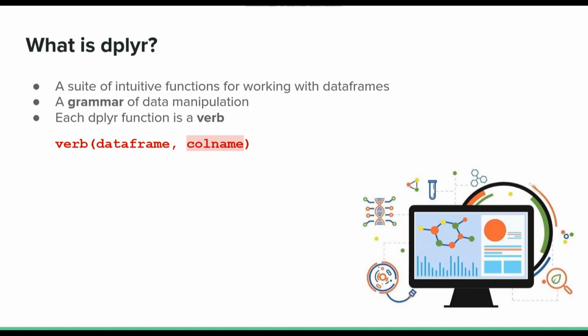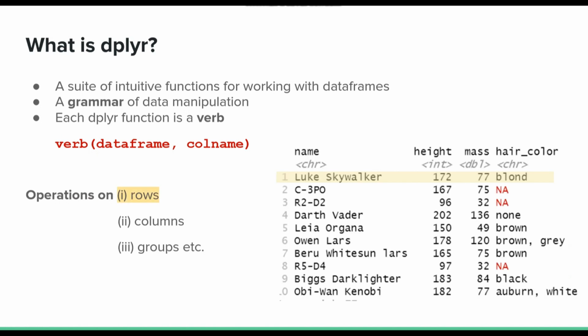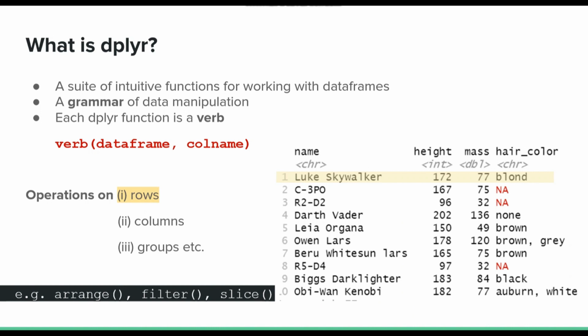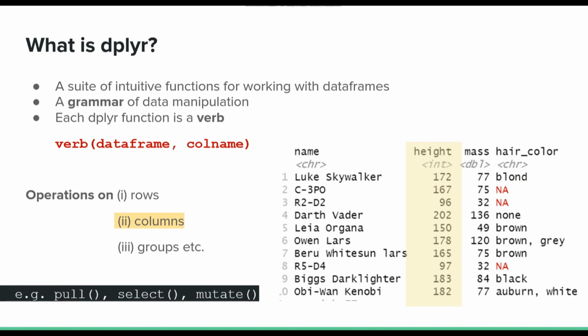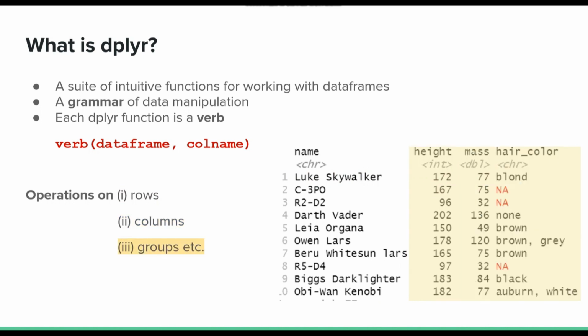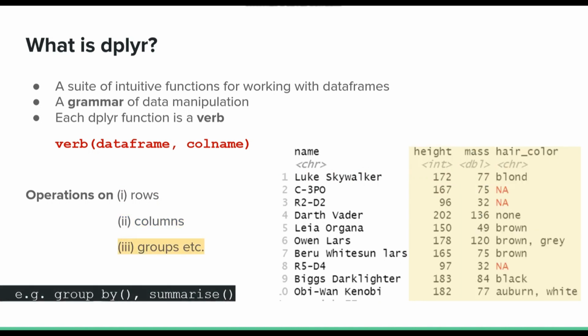Dplyr's verbs can be organized into groups depending on what they operate on. For example, some of Dplyr's functions like arrange, filter, and slice operate on the rows of a data frame. Others, like pull, select, and mutate, operate on the columns, and others, like group by and summarise, operate on groups of rows at a time. So in this video, we'll cover the most important verbs that can operate on each of these different structures.